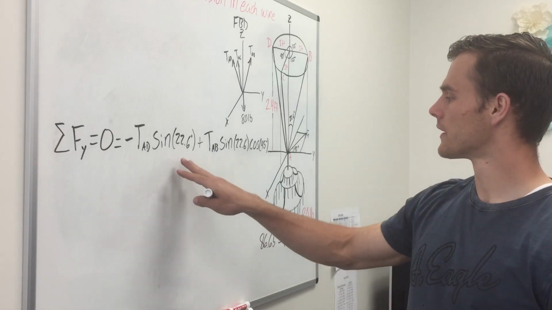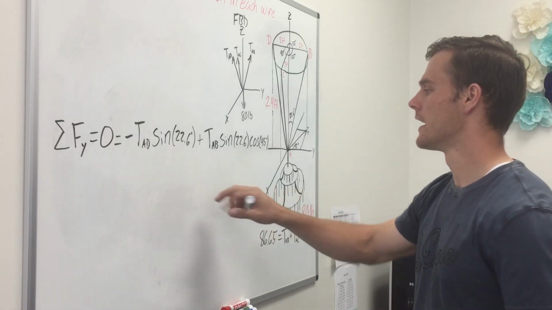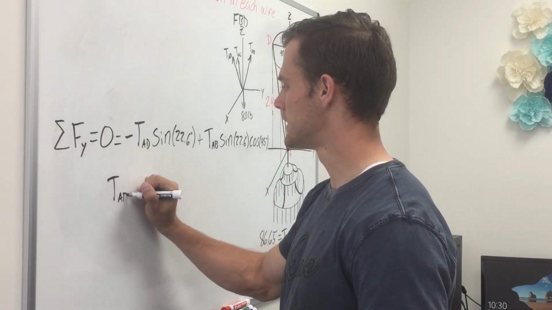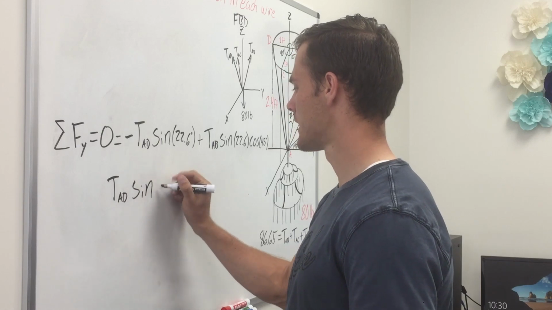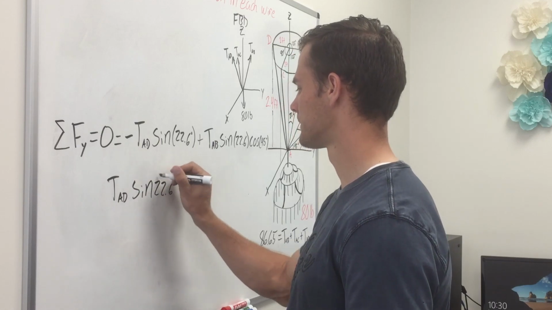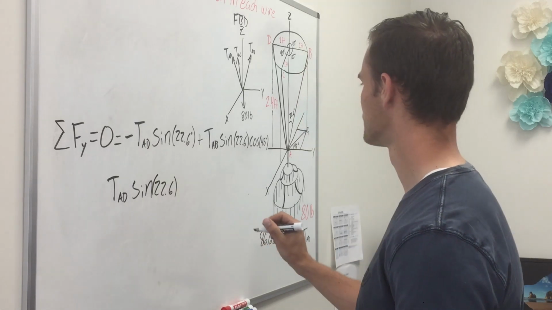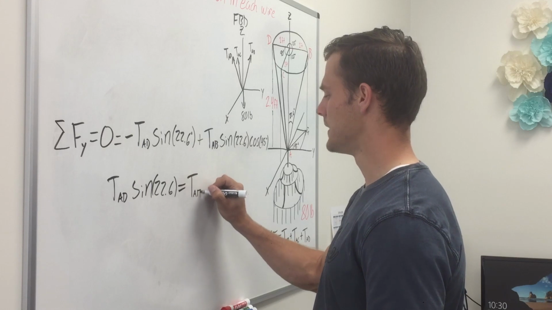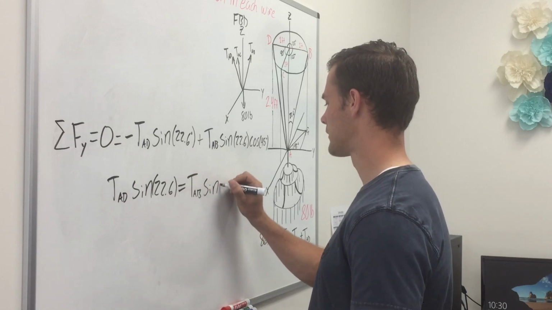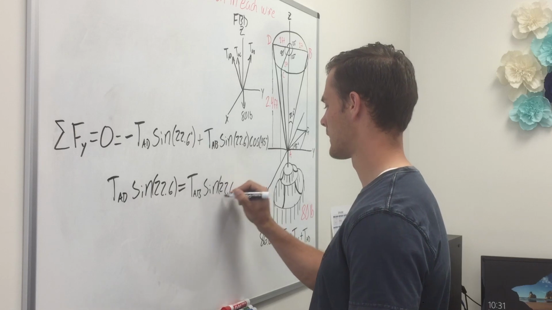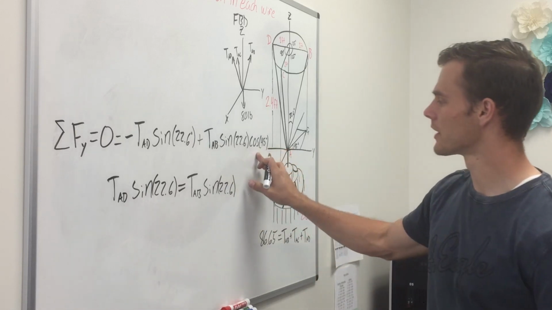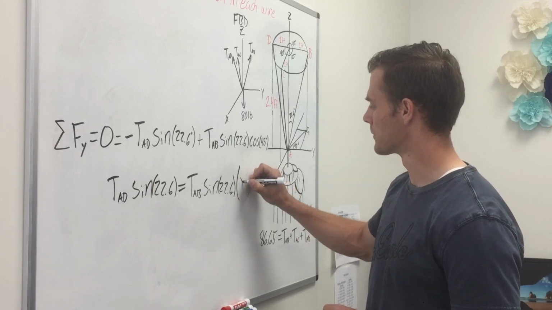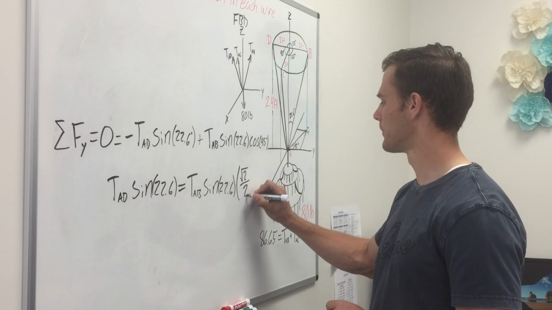So what we're going to do, we're going to add this term over to the other side, and then we'll get that TAD sine of 22.6 equals TAB sine of 22.6, and then the cosine we're going to rewrite. Cosine of 45 degrees is square root of 2 over 2, and so we'll just replace that as a simpler form.